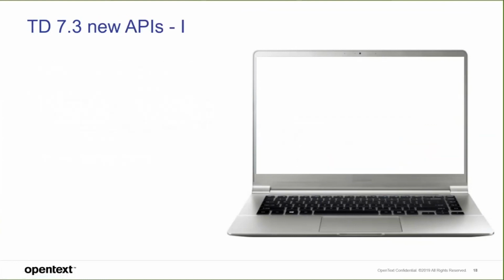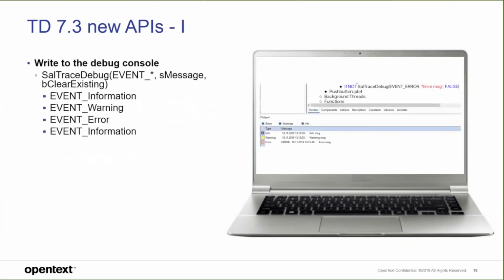So let's look at the new APIs. You can write to the debug console with just one call now. You just call SalTraceDebug. You have several events there, like for informations, warnings, and errors. And you just set the level and then provide the message that you want to post there. And you can also say, I want to clear all existing entries. So a simple way that can help to debug your applications.